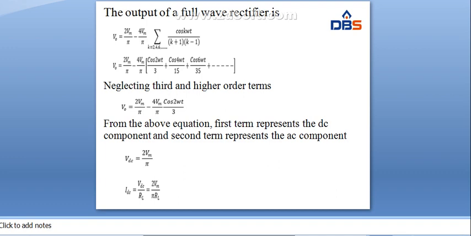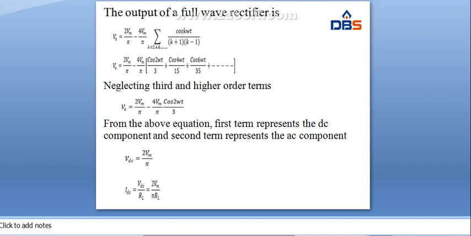So here there are second order, third order and higher order terms. Neglecting the third and higher order terms in this equation, V naught becomes 2 Vm by pi minus 4 Vm by pi cos 2 omega t by 3.